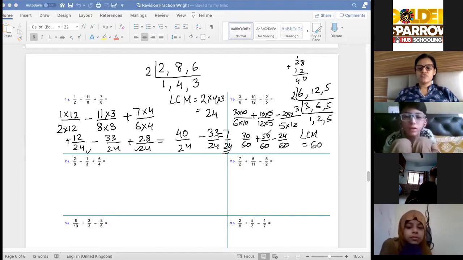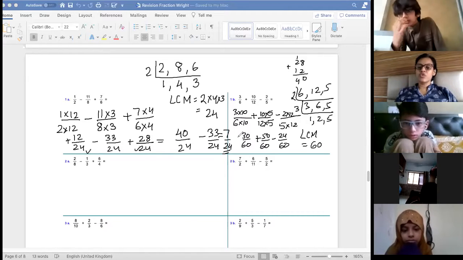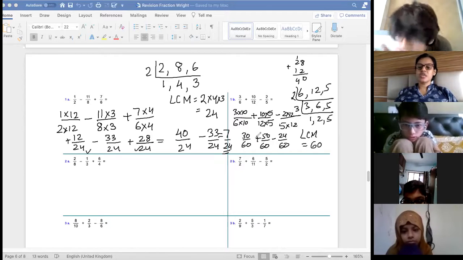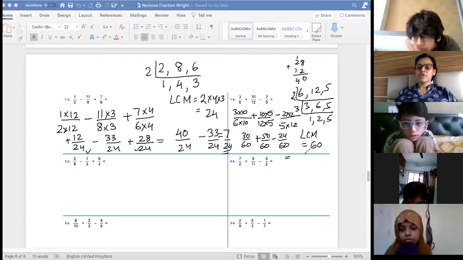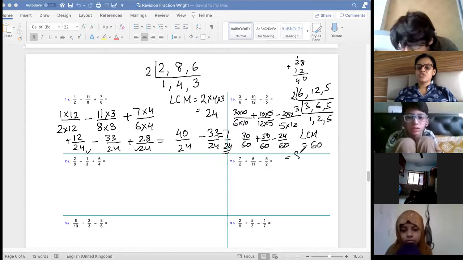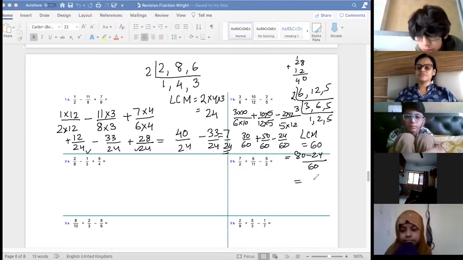Ma'am, I did not understand how to do this, plus also and then minus. First do both the plus. First do plus always. So 50 plus 30. No sign means it is plus. Okay. So 50 plus 30 is 80 and 80 minus 24. Your answer will be, what is it? Only numerator because denominator is same. So 80 minus 24 upon 60. What is the answer now?